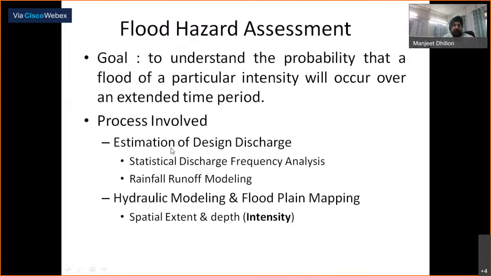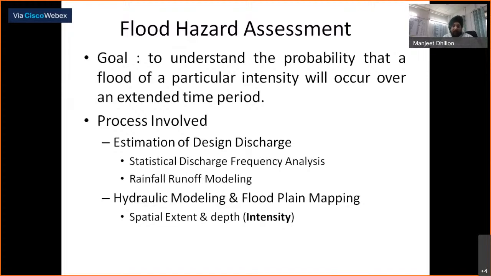In estimation, we estimate design discharge in two ways. One way is statistical discharge frequency analysis, which is used when we have flood peaks available. The other is rainfall runoff modeling, used when we don't have river flow data, and we do it based on rainfall. Our purpose is to get a design discharge at the particular point where we are seeing the problem. Then we also resort to hydraulic modeling for floodplain mapping, spatial extent and depth.